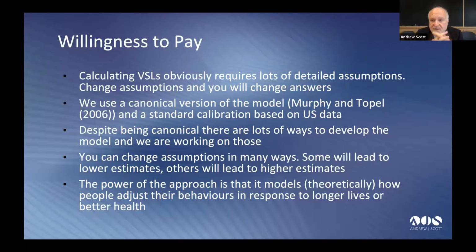We use a canonical version of a model by Murphy and Topel, which came out in the Journal of Political Economy in 2006. But I think there's plenty of scope to build on this model, and we can discuss that later. And then, of course, it's a model. So as I say, different assumptions give different results, which, of course, is the strength of a model, because if different assumptions gave the same results, there's no model, you're just making a statement of belief.